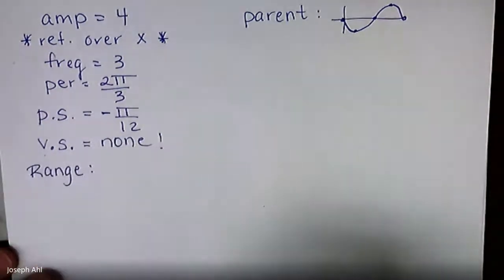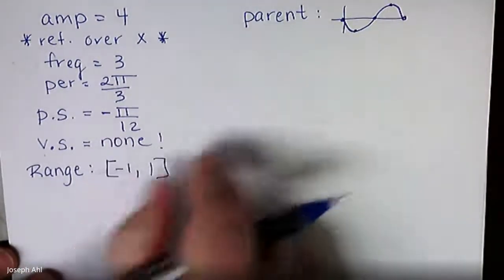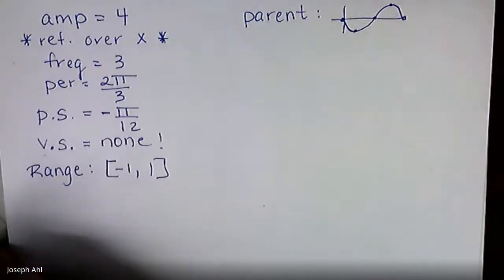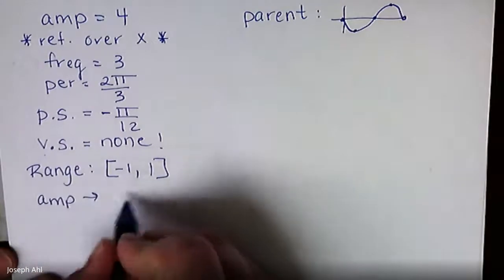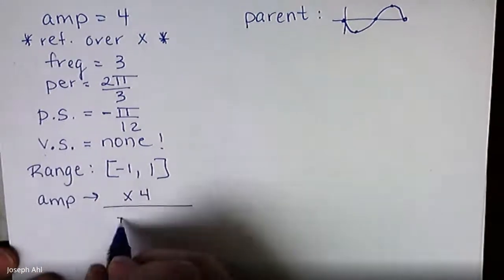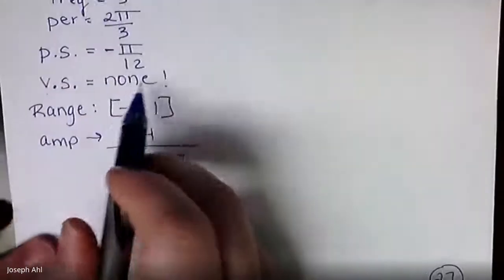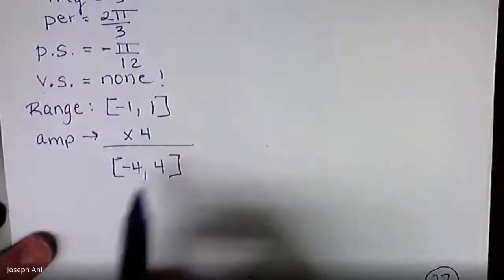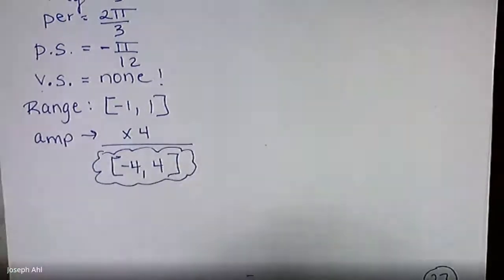Okay. Next, we have to think about what the range is then. So the range for the parent, you're always going to start -1 to 1. That's what it is for good old sine x. The two things that affect the range are the amplitude, which is multiplying this by 4, and then if there was a vertical shift, that would affect the range as well. There is no vertical shift. So this is the final range of y values, -4 to 4.